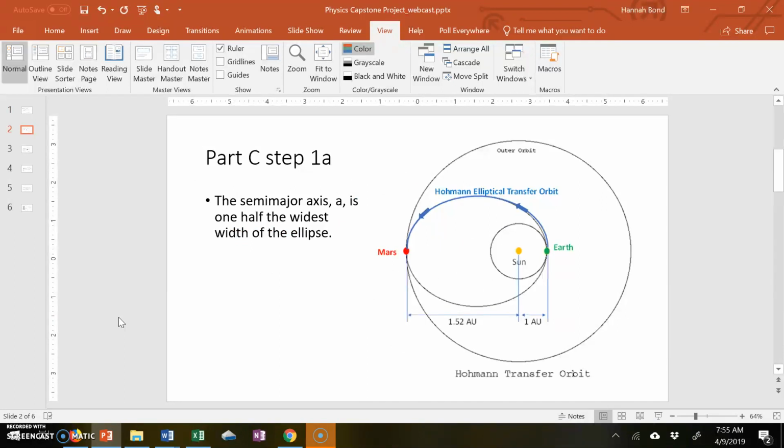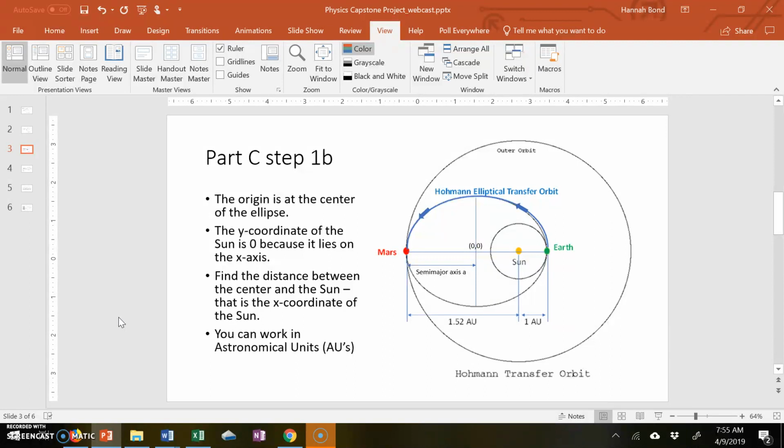The first step, 1A, is to find the semi-major axis of the Hohmann elliptical orbit. The semi-major axis is 1/2 of the widest width of the ellipse. And you can see in this drawing dimensions of the distance of Earth from the Sun and Mars from the Sun that you can add together to get the full major axis. A is 1/2 of that amount. You can work in astronomical units, AUs. There is no need to convert to meters.